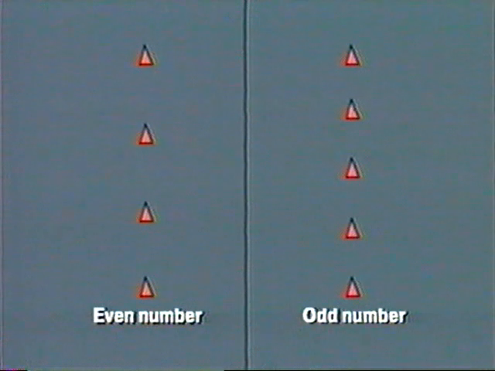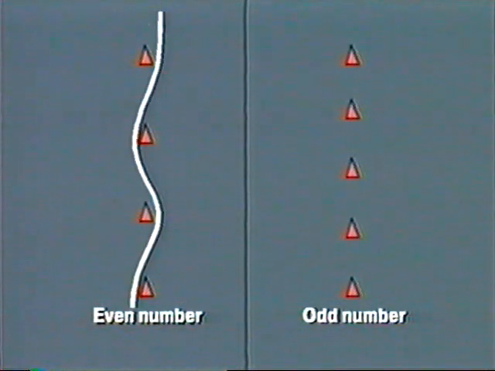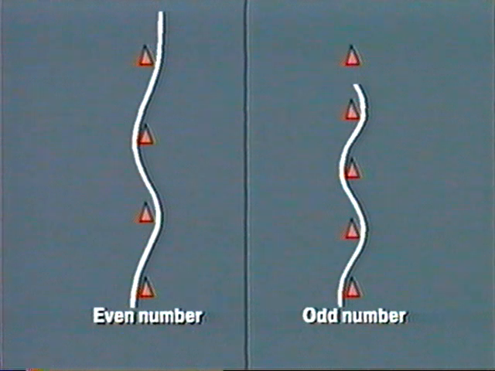If there are an even number of pylons, you enter and exit from opposite sides. If you have an odd number of pylons, you enter and exit from the same side. Just remember, even number, enter and exit from opposite sides. Odd number, enter and exit from the same side.